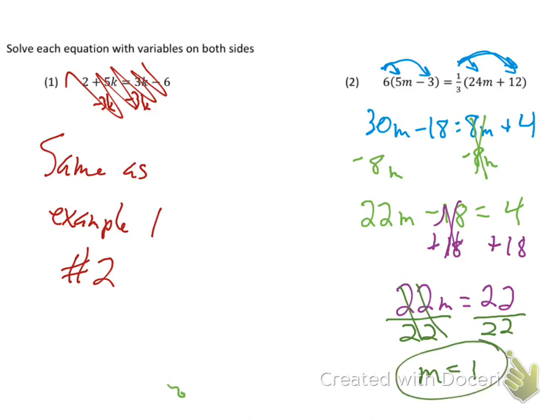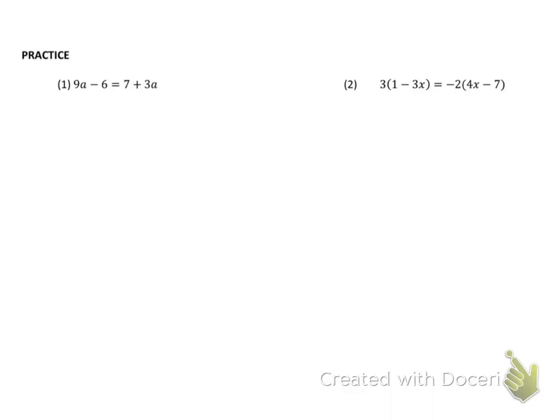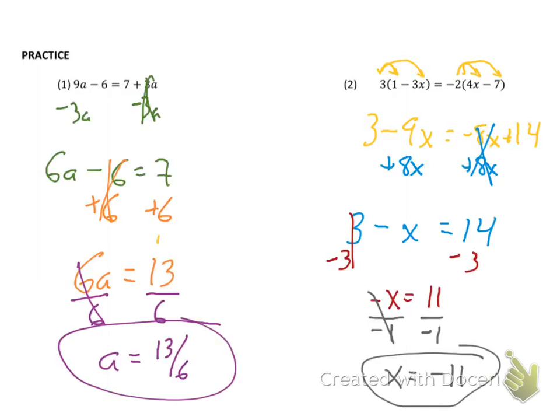Okay, so go ahead, practice these two on your own. Then I'll throw up the work in a quick second. So there you can check out the work on this one. All right, number 1, we end up with a fraction, and number 2, we end up with x equals negative 11. So I want to point out this step.